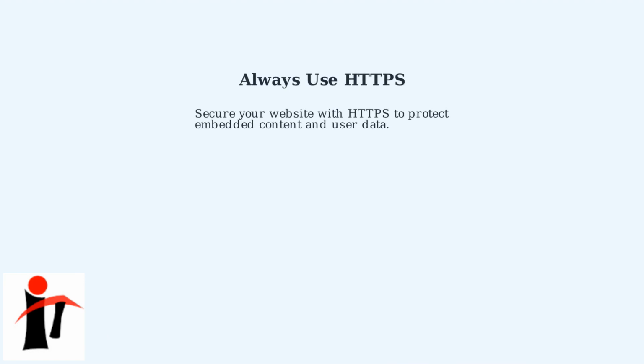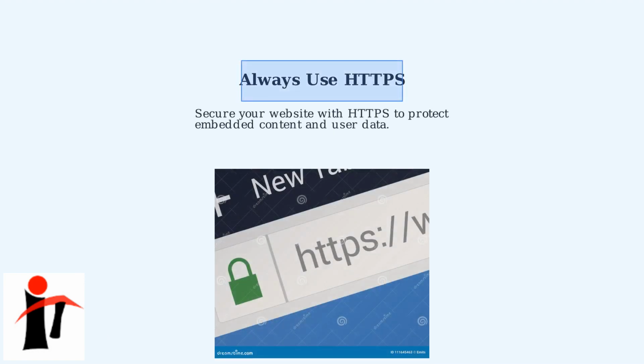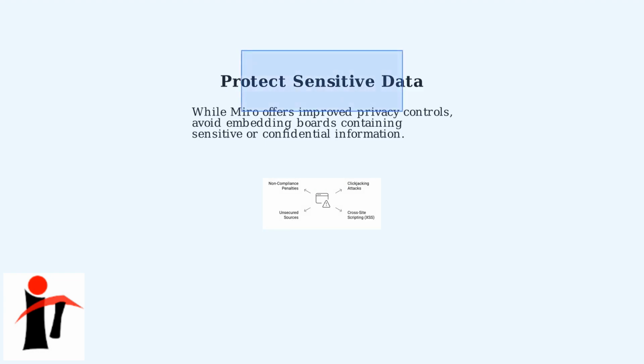When embedding Miro boards, always use HTTPS for your website. This encrypts the connection, protecting both the embedded content and user data from potential interception. Miro has enhanced its privacy controls in recent updates, but it's still best practice to avoid embedding any boards that contain sensitive or confidential data. This minimizes the risk of unintended exposure.